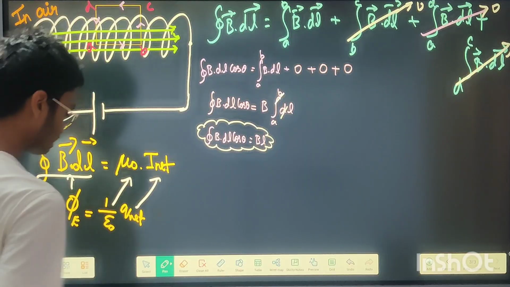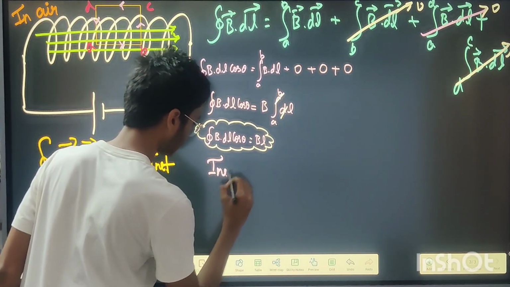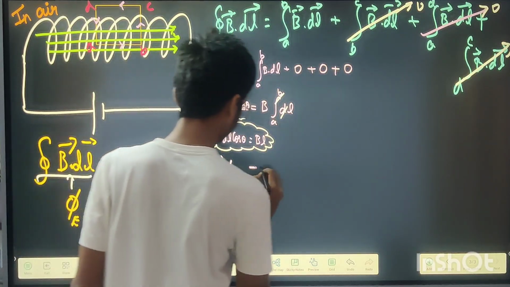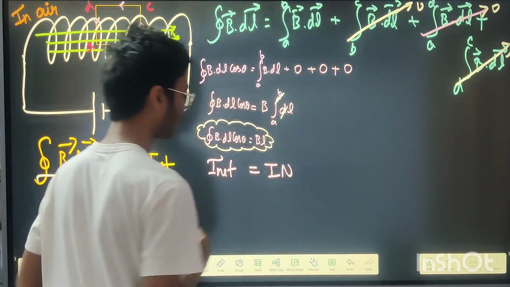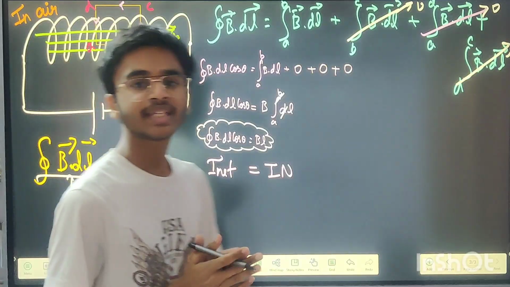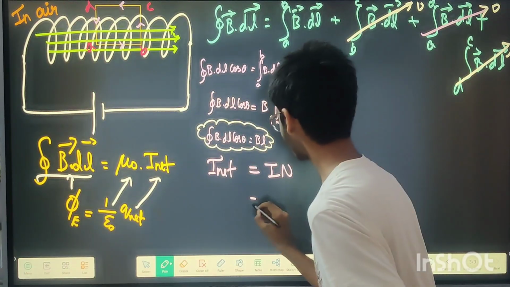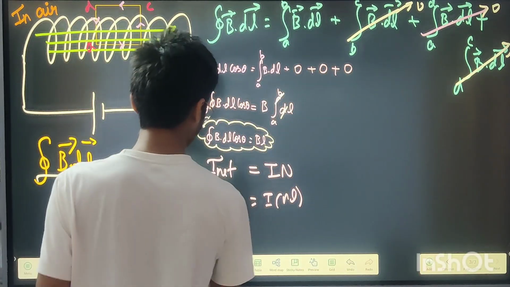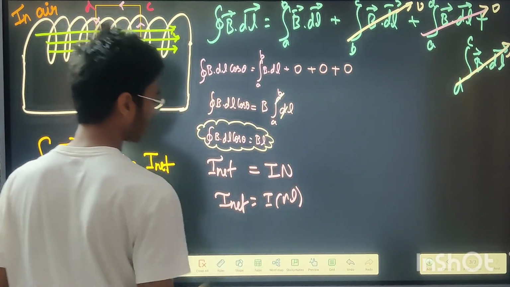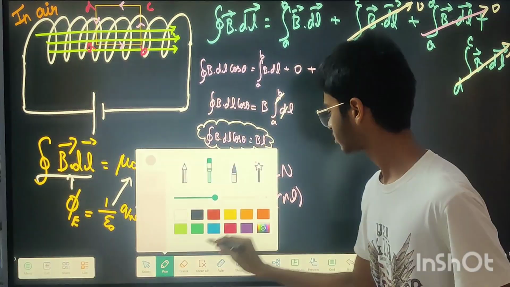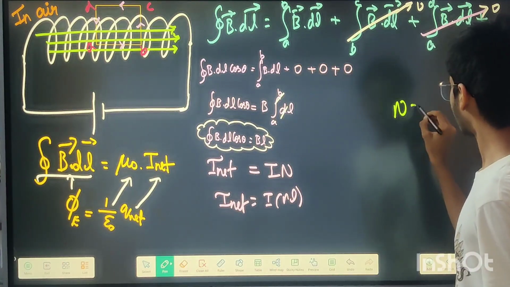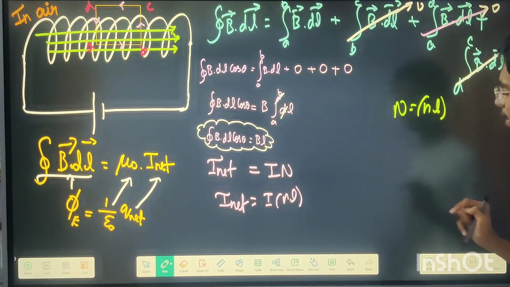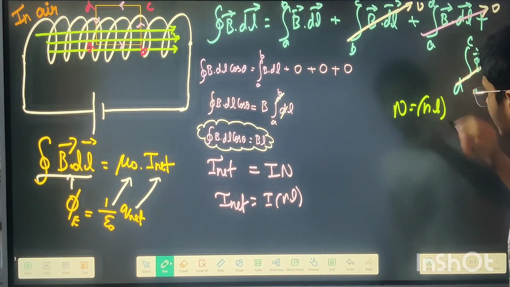Okay, so next is I net, the total current. So what is this total current? I net is equal to I n, where n represents small n into L. What is the small n? What is this L? Because here capital N is equal to small n into L. Perfect. So, what is this capital N?